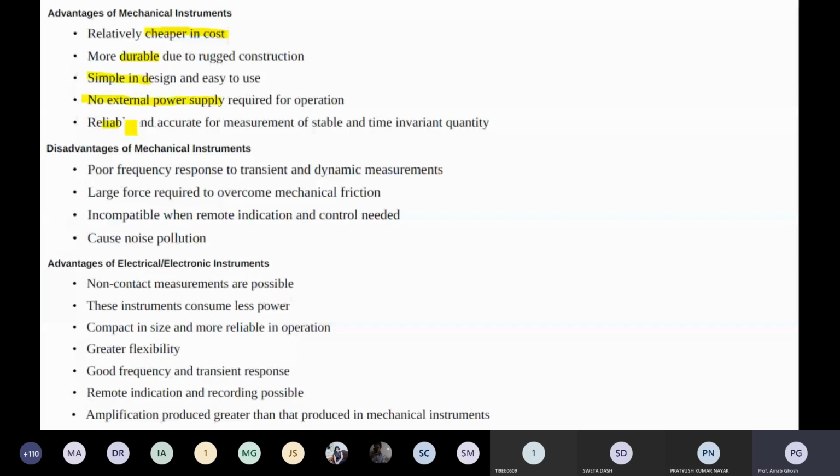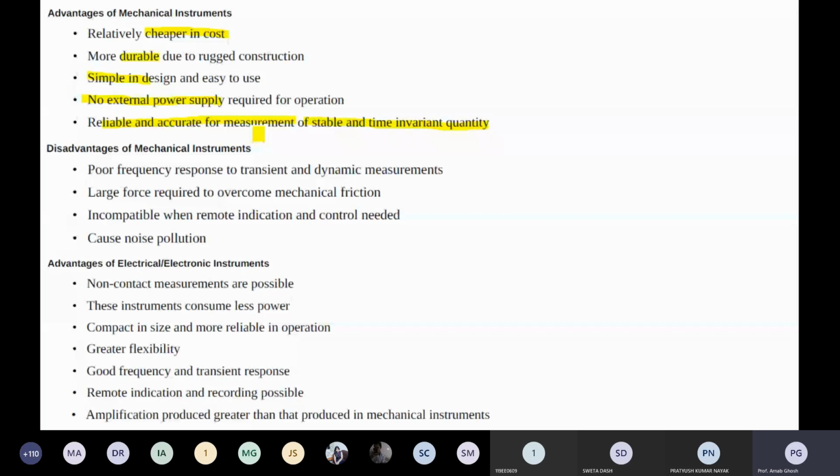The third one is reliable and accurate measurement of stable and time invariant quantity. Reliable means you can depend on the results of these mechanical devices for certain durations, maybe some time range or application range, that is, how long it is working. Sometimes it also gives you a very accurate result for measuring a stable and time invariant quantity. What do you mean by invariant? That means the quantities do not depend upon time.